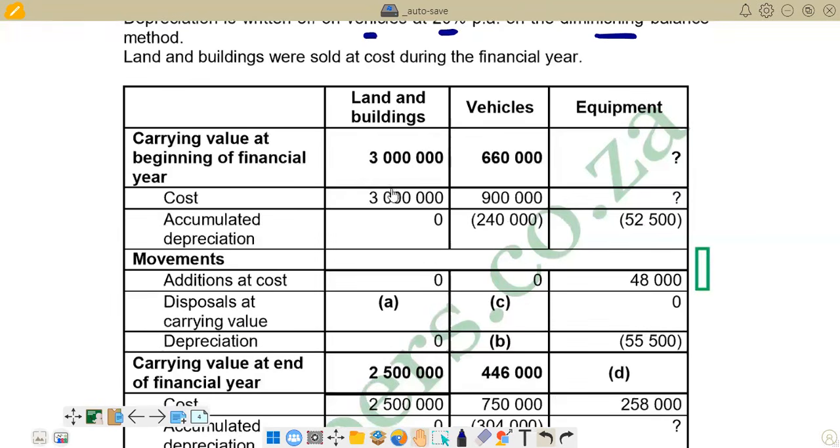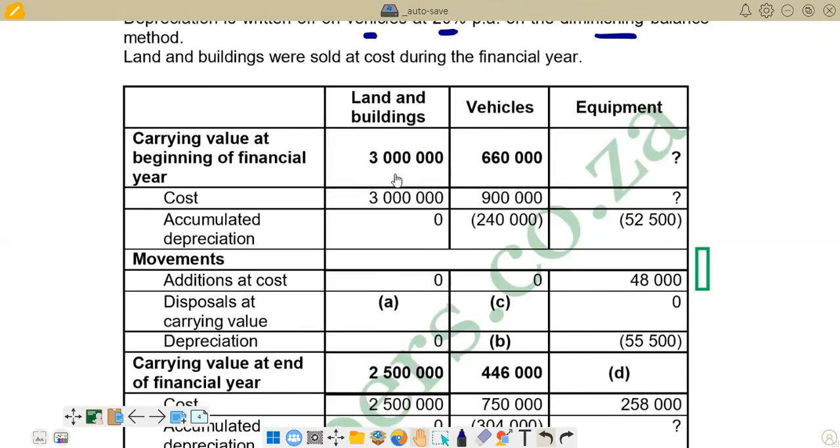And we are seeing that on landed buildings, we do not have any accumulated depreciation. Remember, these landed buildings don't depreciate, and also there are no additions. We only have disposals. Additions are indicated as zeros, meaning there are no additions, but we have some disposals. So we need to find this figure of disposal. But this is very easy to find because we do not have any additions, plus we do not have depreciation in terms of this non-current asset.